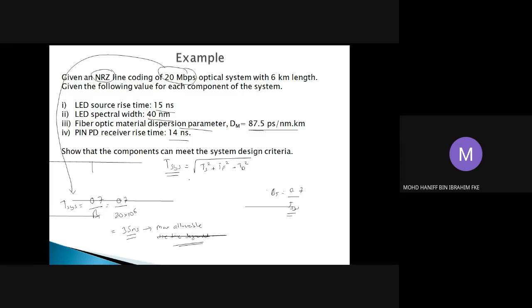So we need to calculate this rise time. If the total rise time calculated based on the equation here is smaller than 35 nanoseconds, we can say that the component proposed in the design does meet the system design criteria. Okay, so let's calculate now. We have TS is 50 nano squared plus fiber optics here.